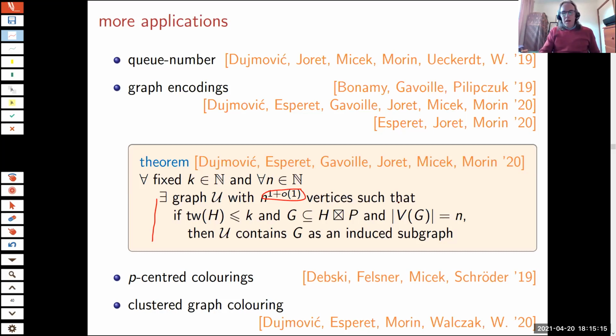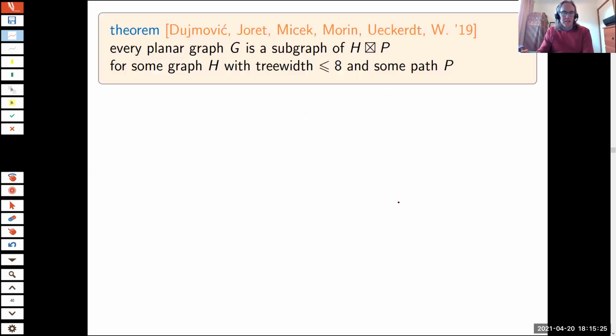And there are other applications to things like p-centered colorings, clustered graph coloring that I won't go into. And there's even other applications that aren't mentioned on the slide. There's been a lot of activity in this area lately. Okay, there's the main theorem again, just to rub it in. Every planar graph G is a subgraph of the product of H times P, where H has tree width at most 8 and P is a path.